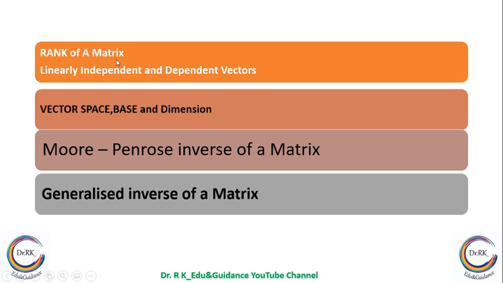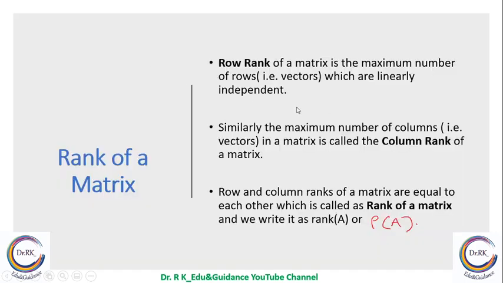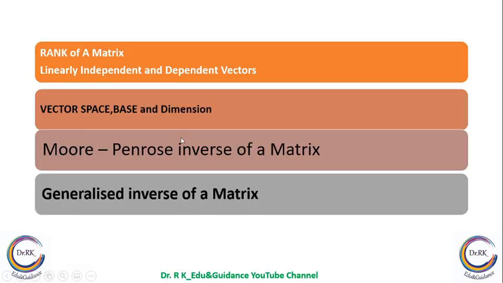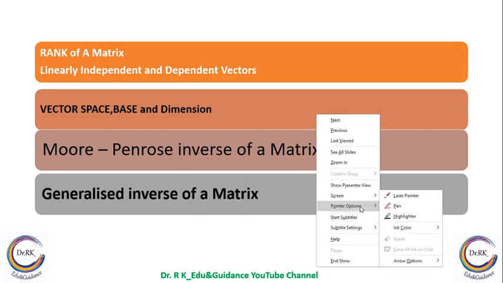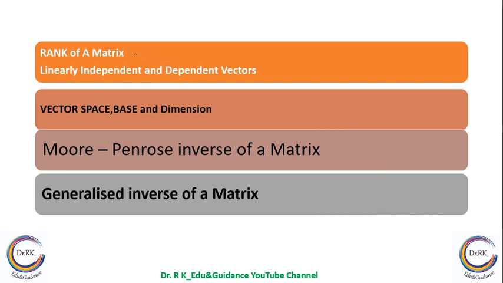In today's session in linear algebra, we will go through the following topics. One is the rank of a matrix, and the other one is whether the given vectors are linearly independent or dependent. Then, what is a vector space and how to find the basis as well as dimensions.